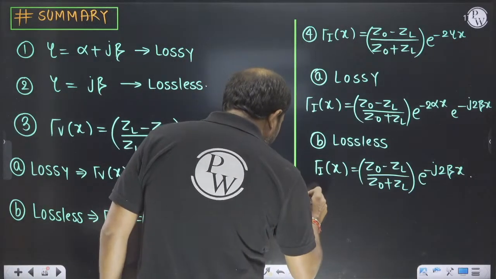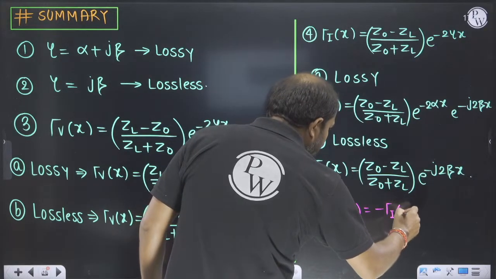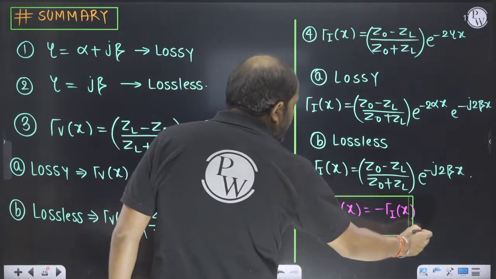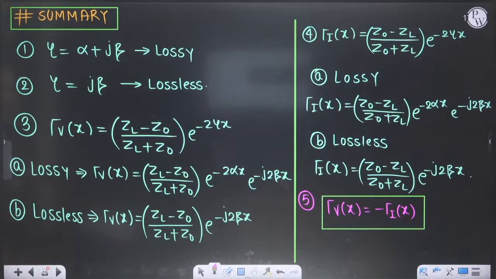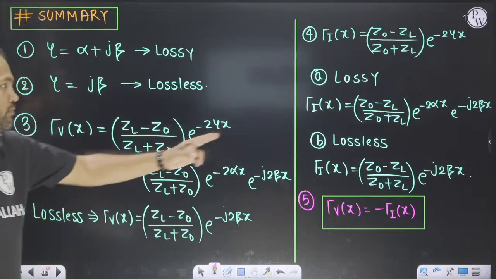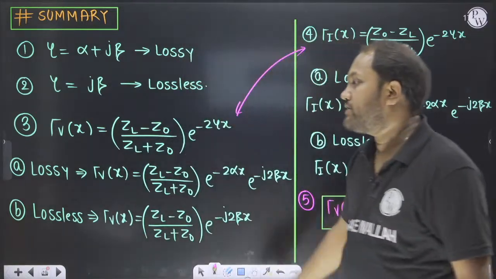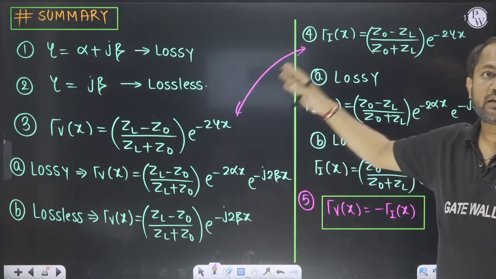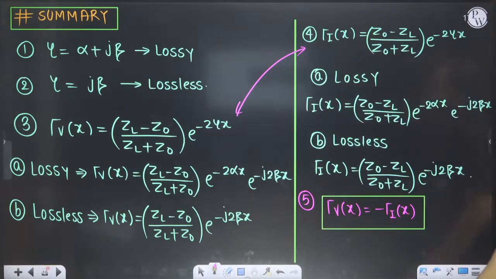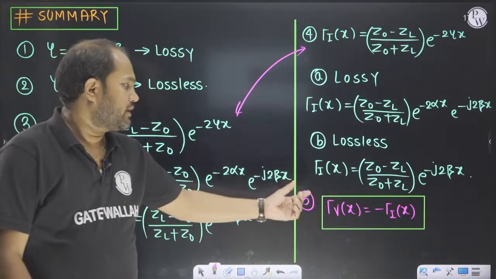The fifth point is the relationship between gamma vx and gamma ix. It is a minus times relation. That means if gamma vx is positive, then gamma ix is negative, and if gamma ix is negative, then gamma vx is positive. You can see it here: it will be zl minus z0 and it will be z0 minus zl. So there is a negative relationship between them in the third and fourth points. So gamma vx is equal to minus times gamma ix. You have to remember and understand this point.